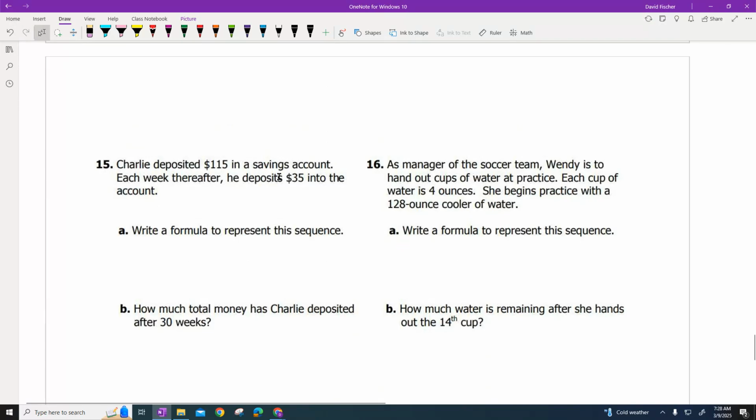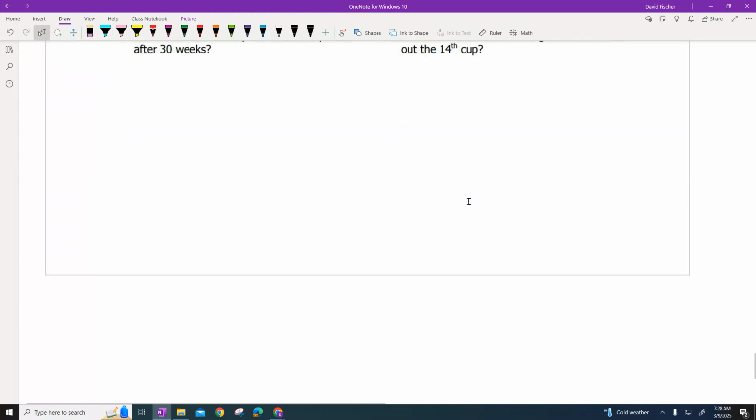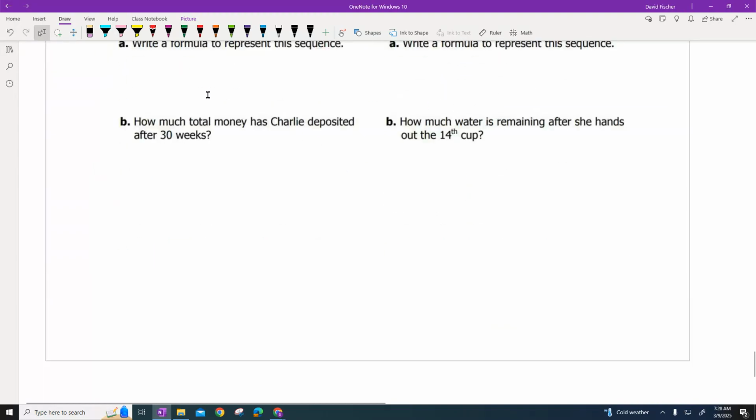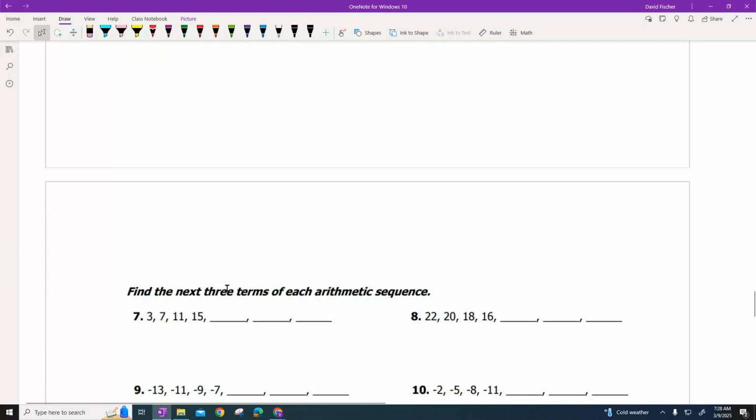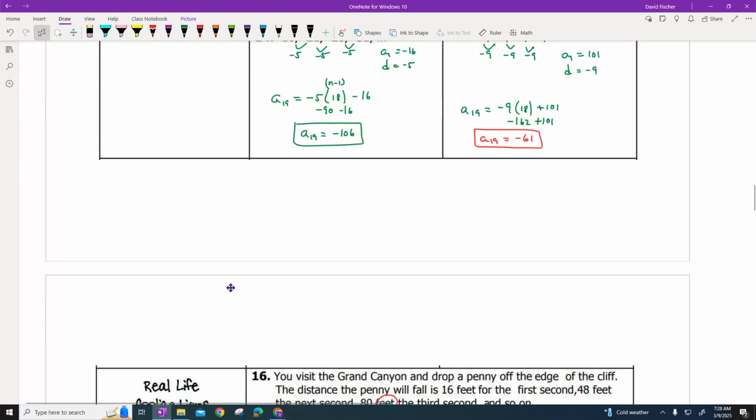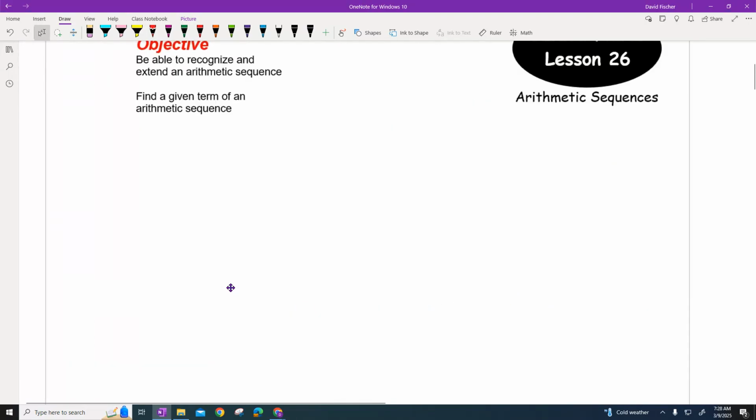If he's depositing money, that means he's putting money in the bank. When he's going to hand out cups of water, each cup is 4 ounces. So this one here, she's handing out water, so her water amount is going down by 4 ounces. Okay, and they went the 14th cup. Over here they went the 30th a week. Yep, talking about weeks and weeks, so you're good. Alright, get those guys out of the way. Again, don't skip the word problems. Kids are notorious for that.